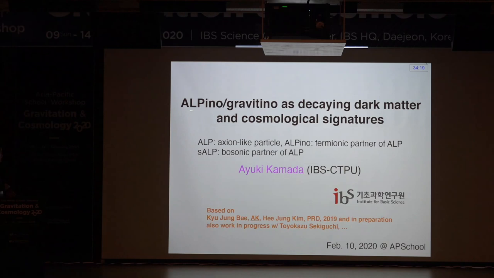Just for the students, I prepared the acronyms. ALP stands for axion-like particle, basically a very light and feebly interacting scalar particle. And ALPino is a SUSY partner, the fermion partner of the axion-like particle. And it only rarely appears, but the ARP is the other bosonic partner of the ALP.